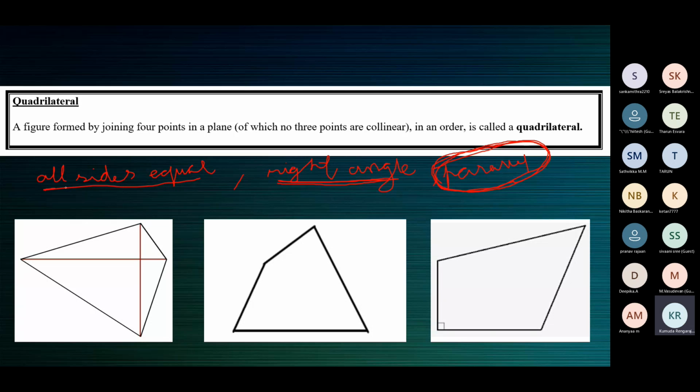So in a parallelogram, when all sides are equal, it's a rhombus. In a parallelogram, when one angle is a right angle, it's a rectangle. If we have both these in a parallelogram, if all sides are equal and one angle is a right angle, then it's a square.